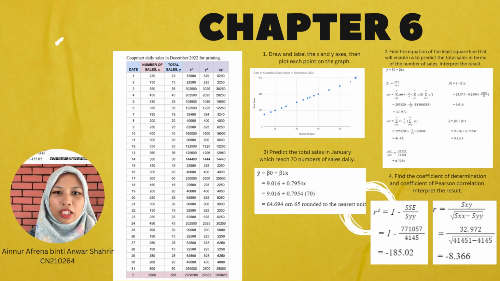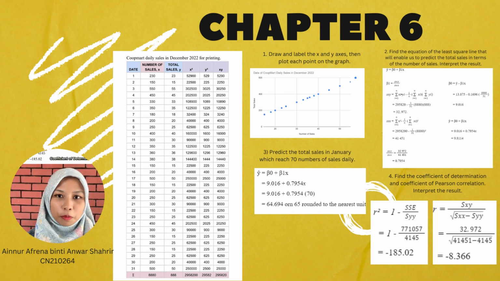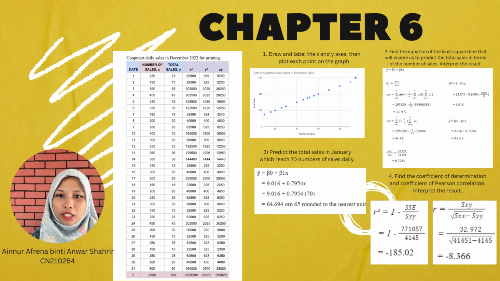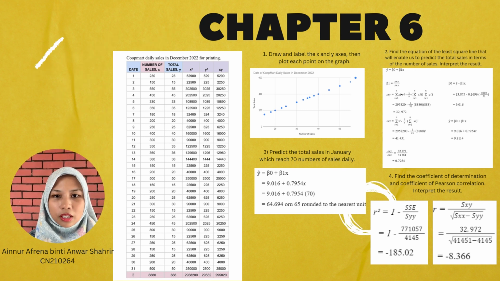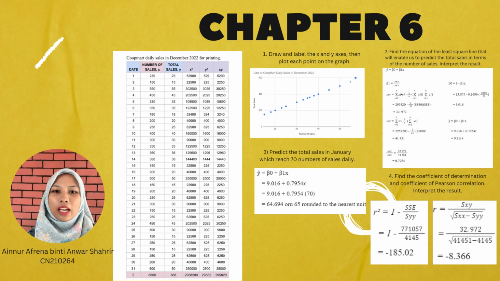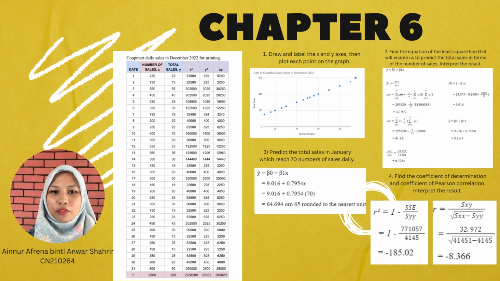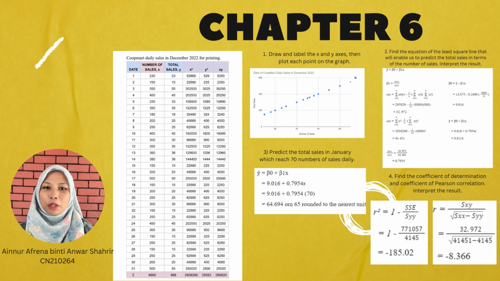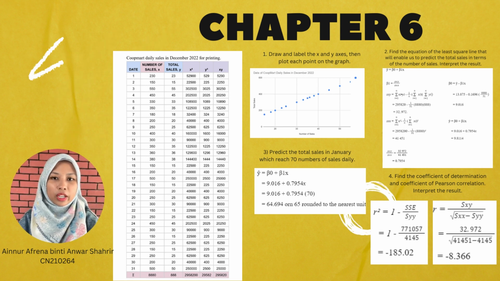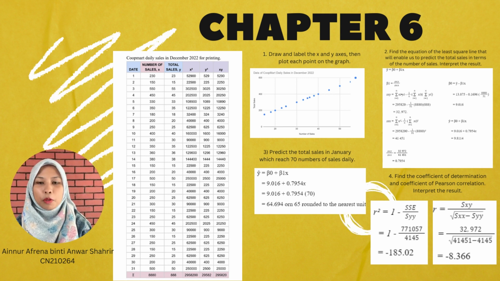The last question is to find the coefficient of determination and Pearson correlation. The difference between the coefficient of determination and the Pearson coefficient is that the coefficient of determination shows how accurately a statistical model predicts an outcome, and it has a range between 0 to 1. Meanwhile, the Pearson correlation coefficient measures the strength and direction of a linear relationship between two variables.